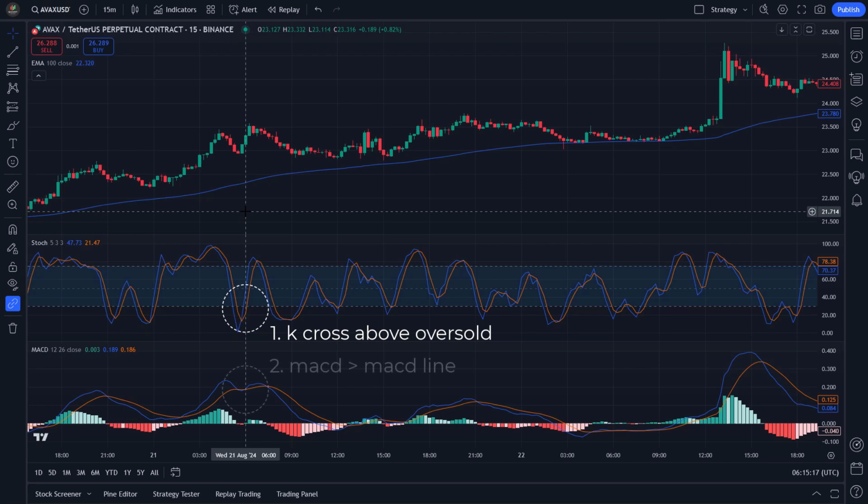Next, we check that the MACD line is above the signal line. This shows that bullish momentum is building, helping to confirm the upward trend. Finally, we confirm that the close price is above the 100 EMA. This aligns our trade with the long-term trend, ensuring we only enter long positions when the overall market trend is upward. When all three conditions are met, we have a solid setup for a long entry.